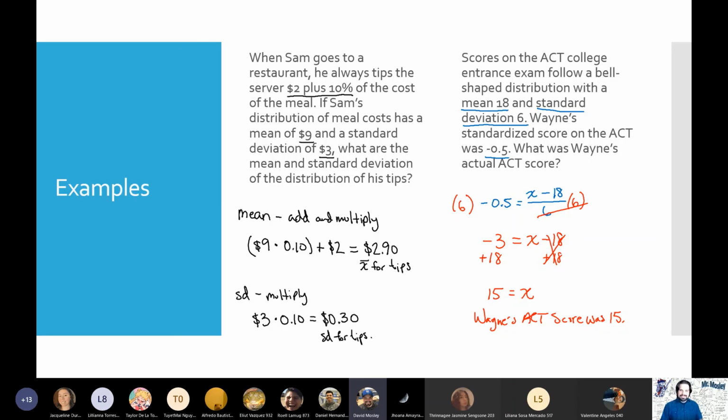Well, that is the lesson for today. Talking about z-scores, percentiles, right? And transformations. That is it. Next class, we'll talk about density curves. Oh yeah, very exciting.